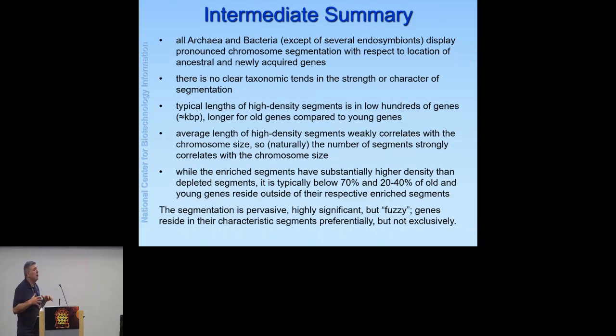So as an intermediate summary, if we stop here and do nothing more, what we know. All archaea and bacteria show strong tendency for uneven distribution, except for what I said about intracellular parasites. Other than that, there is no taxonomic signal. It is roughly the same across the board between bacteria and archaea, between different phyla, different genera.